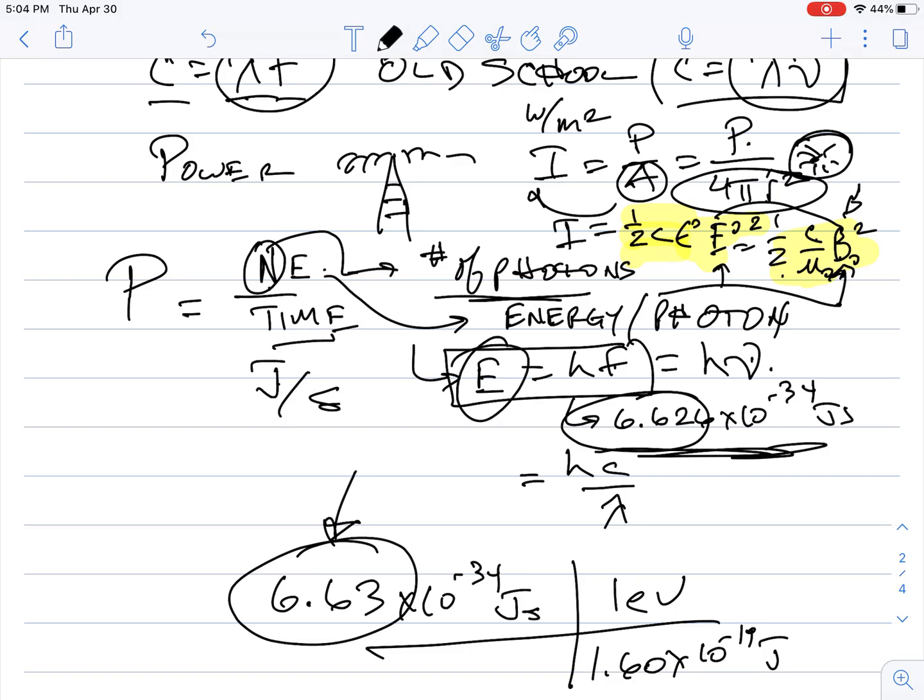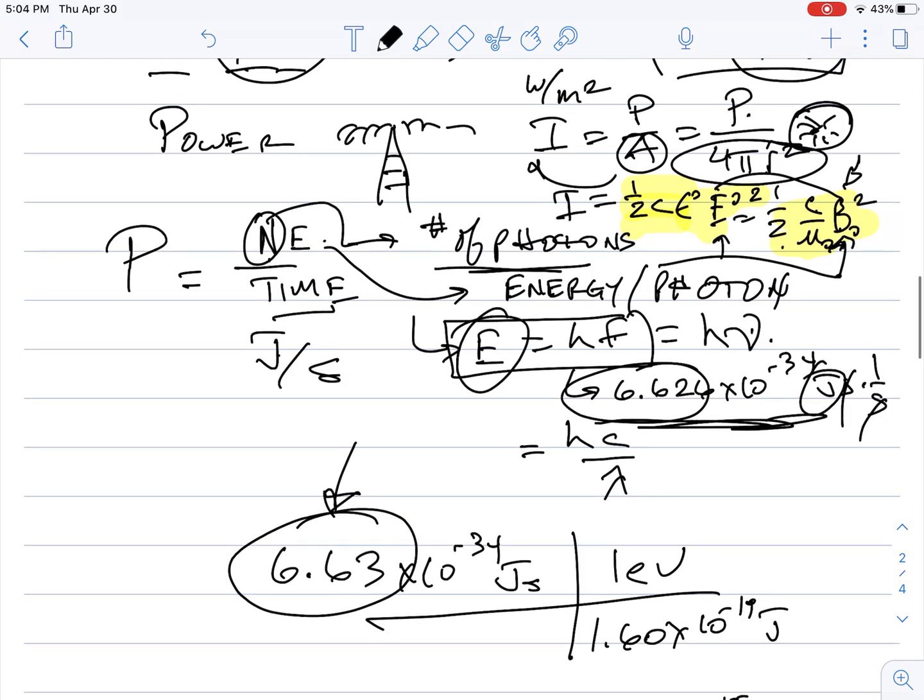Now, look what happens with the units. This is joule seconds. You're going to multiply that by frequency, which is 1 over seconds. The seconds are going to cancel out. You're going to be left with joules. Hey, we're off to the races.